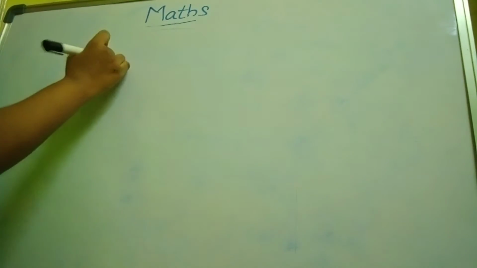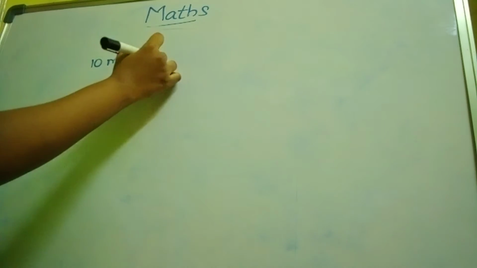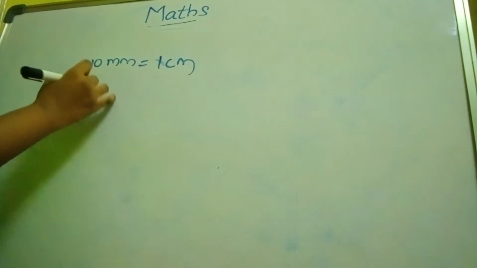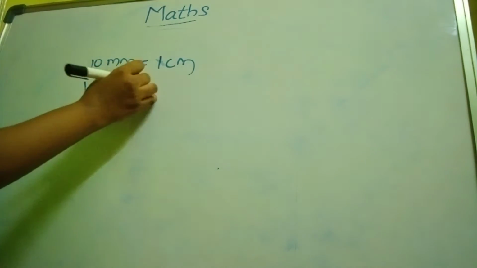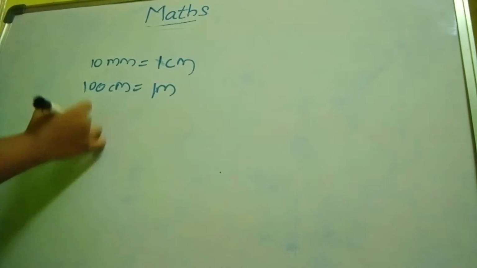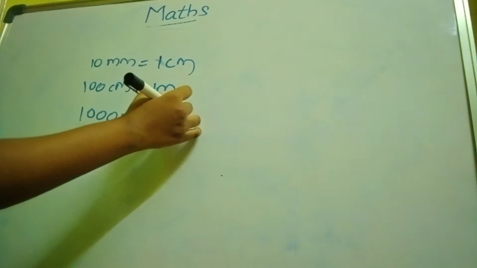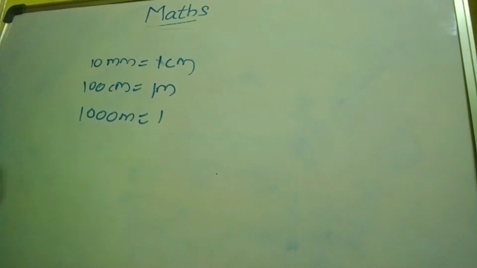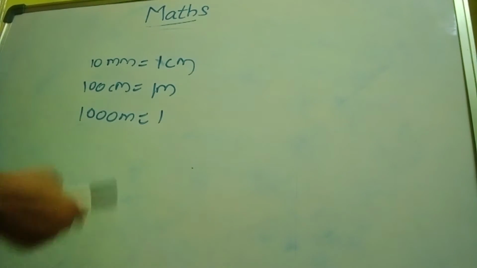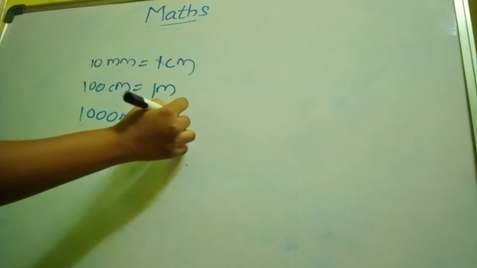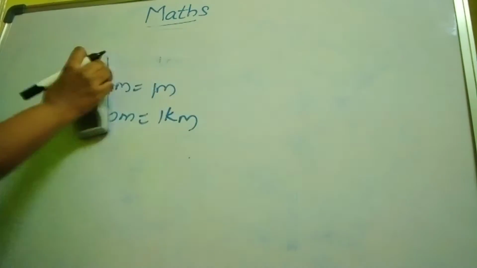Ten millimeters is equal to 1 centimeter. 100 centimeters is equal to 1 meter. 1000 meters is equal to 1 kilometer. Right? So next.